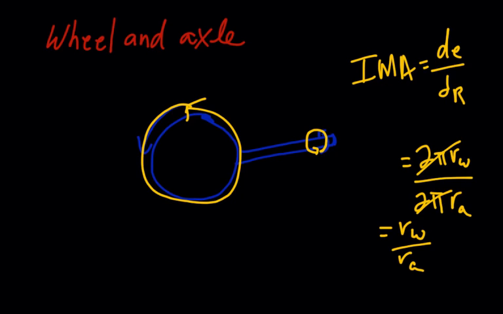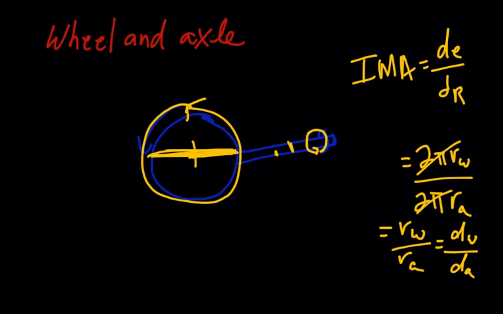And of course, radius is just half of the diameter, right? So you could also just say the diameter of the wheel over the diameter of the axle. Either one would be totally fine. So if you get a problem and they give you the diameter of the wheel, then I would use the diameters of the two things. If they just give you the radius, then I would just use the radius of the two things.